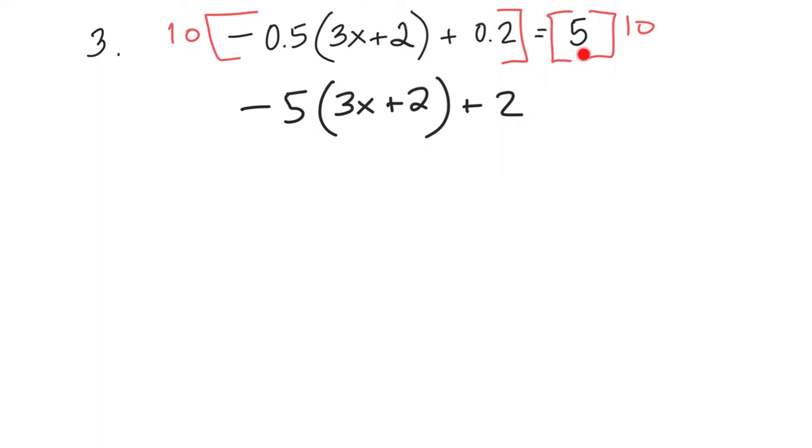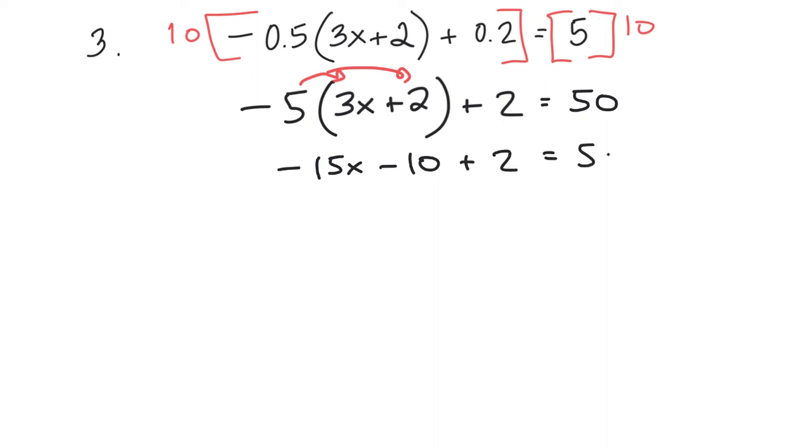Now, even though on the right side this 5 doesn't have a decimal, I still need to multiply it by 10 because the multiplication property of equality states I have to do the same thing to both sides of the equation. So now on my right side of the equation, I end up with 50. Now I can continue to expand with the negative 5, but the good thing is I'm not dealing with any decimals, so this is just negative 15x minus 10 plus 2 equals 50.